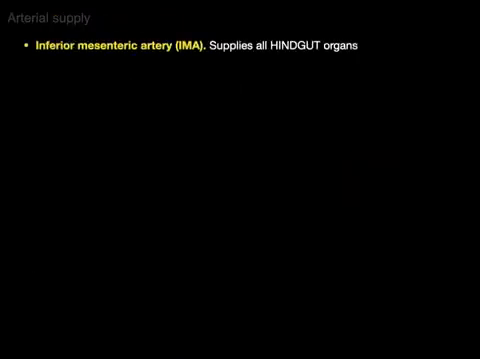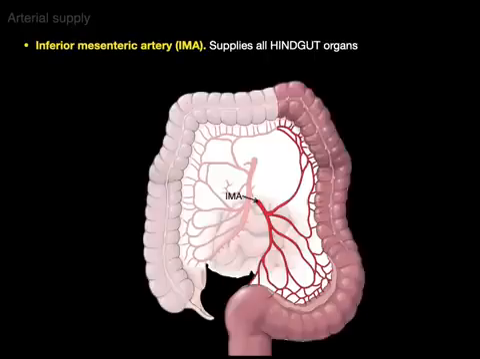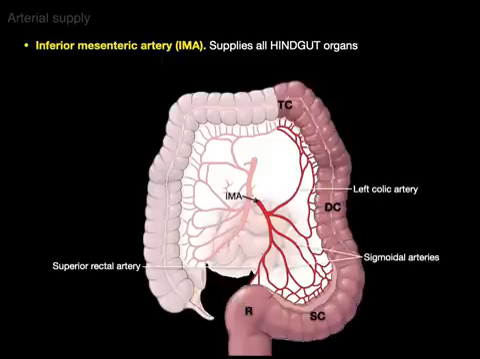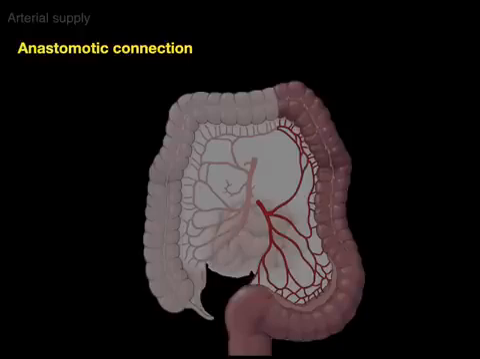Now, the IMA supplies all hindgut organs. So there's the IMA, and so there's the transverse colon, descending and sigmoid colon in the rectum. All of those are supplied by branches off the IMA. Now, there's an anastomotic connection between the midgut and hindgut, okay?